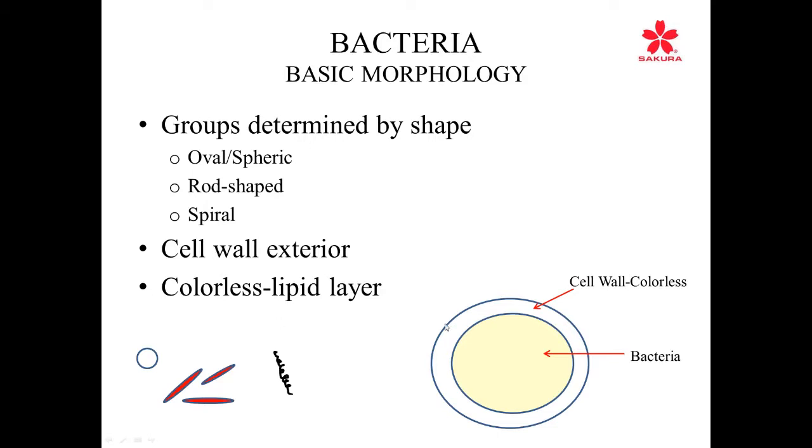They do have a cell wall exterior, which you can see here. And within that cell wall, there is a colorless lipid layer. This is another thing that is very important in the classification of bacteria, because in some bacteria, this cell wall, this lipid layer, is very thick, which tends to resist certain types of stains. So there are certain types of stains for bacteria that you cannot do on this, and that's the primary classification, this lipid layer. We're going to discuss this quite a bit in the lecture.